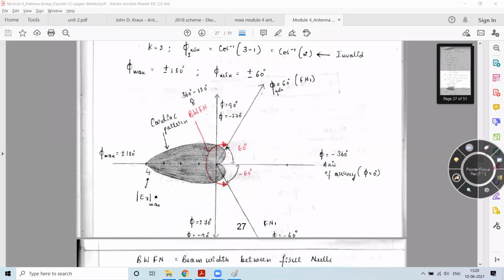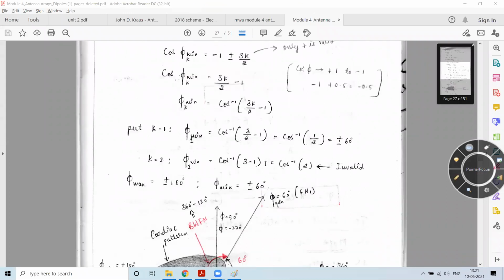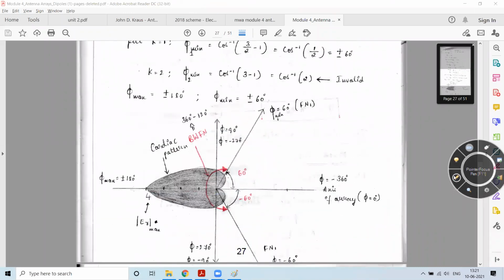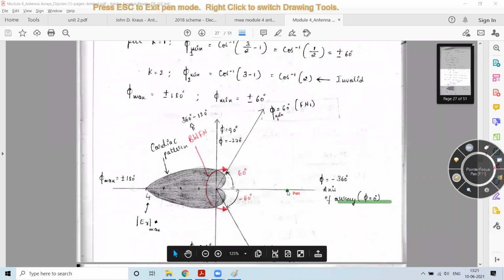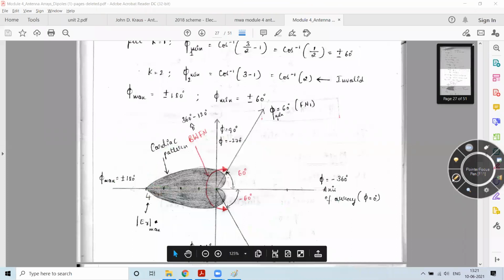Now, here it is specified that I am having a major lobe. You can see I am having a maximum along plus minus 180 degrees. If I start from phi equal to 0, where is minus 180? Minus 180 is here. Where is plus 180? Plus 180 is here. So this is telling that only in this direction I am having a maximum. A peak value is present over here.